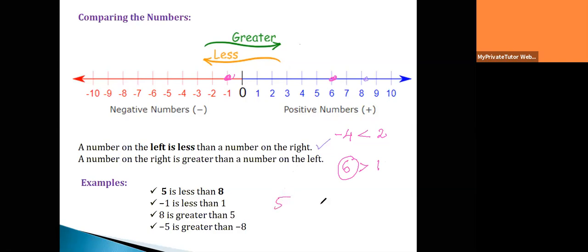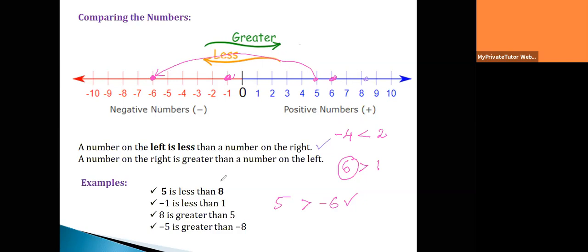For example, they will give two numbers like this, and they ask you to put a sign. Is it a less than sign or a greater than sign? If you take these two numbers, -5 is greater than -6, because if you think of a number line, just assume it is a number line. See, -6, 5. Here it is 5. 5 is greater than -6, because -6 is on the left side of +5.